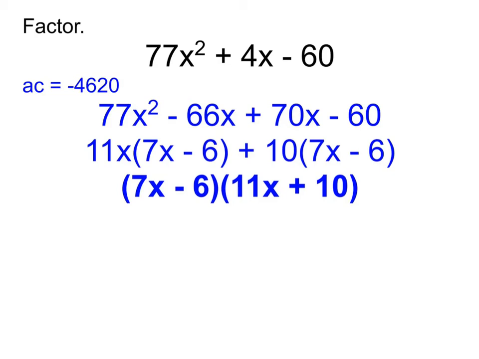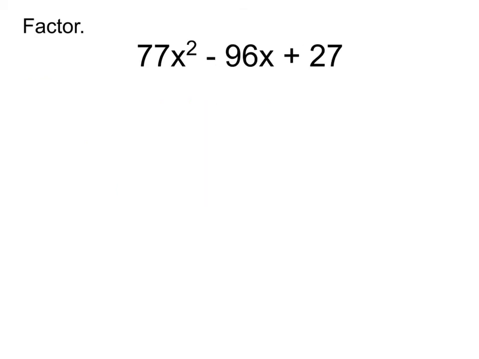So let's do one last problem with these. And then we get number 1. So please factor this. All right, so when you multiply A times C in this case, you end up getting 2,079. And then we're going to be adding to a negative 96.